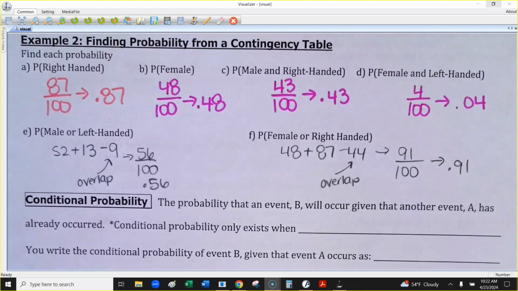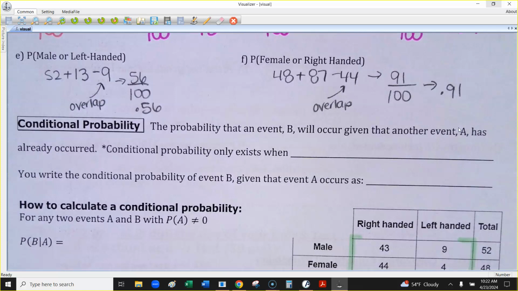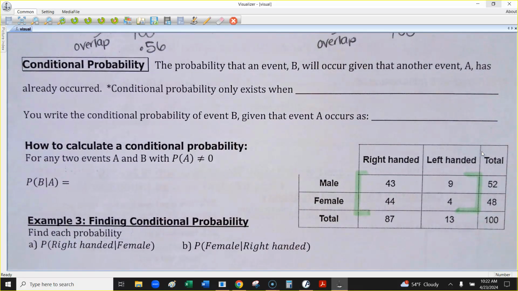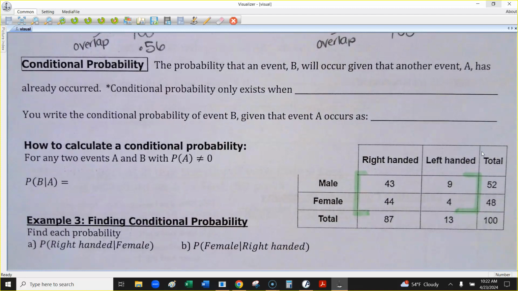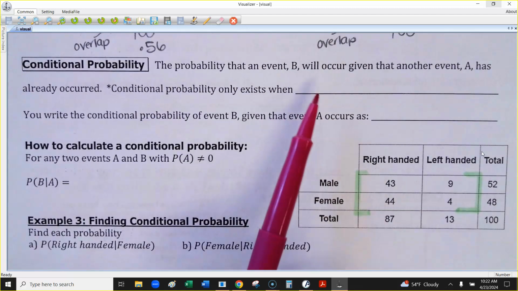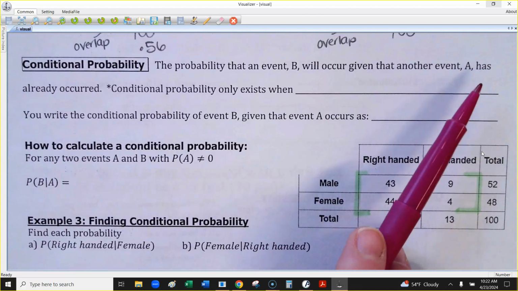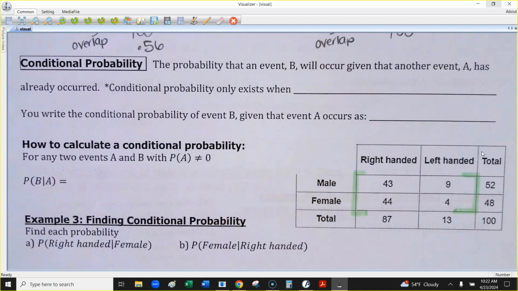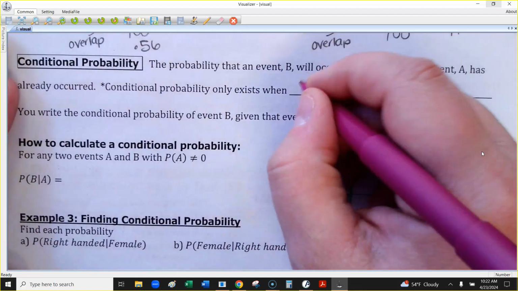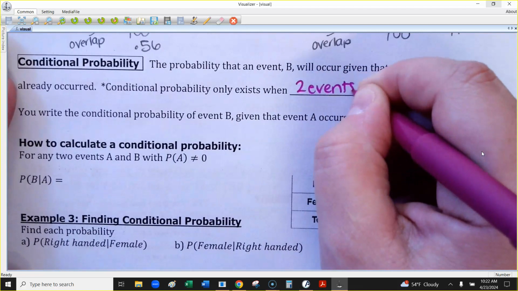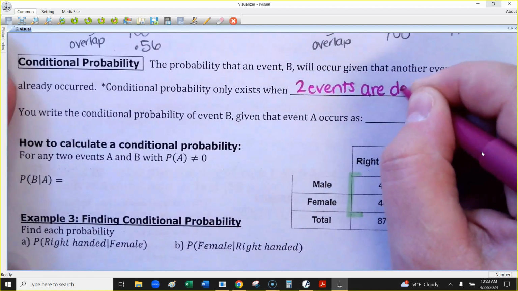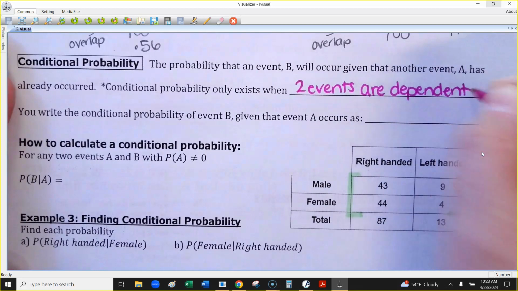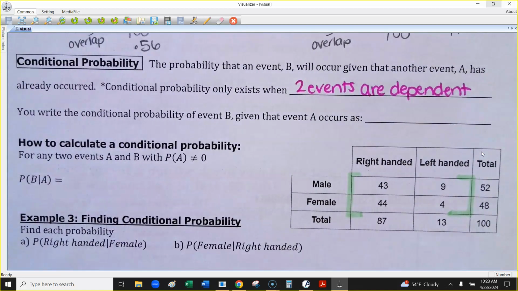Okay, now we're going to talk about the last new thing, which is conditional probability. The probability that event B, the second event, will occur given that another event A has already happened. It can only exist when two events are dependent. So the outcome, or the probability, of the first event affects the probability of the second.